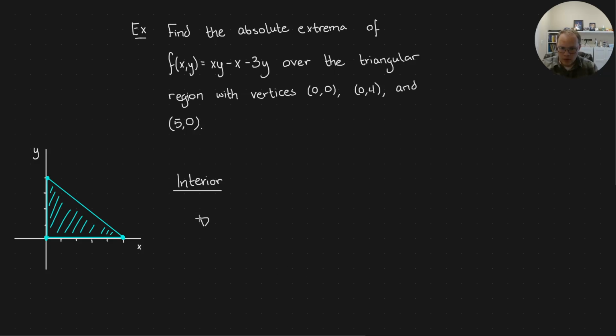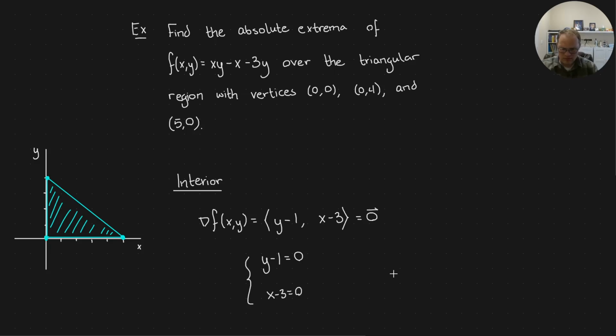Okay. So the gradient of f with respect to variable x, I get y minus 1. And the derivative of f with respect to variable y, I get x minus 3. So I'm going to again set that equal to 0 to find my critical points. That gives me a system of equations. I want y minus 1 equals 0 and x minus 3 equals 0.